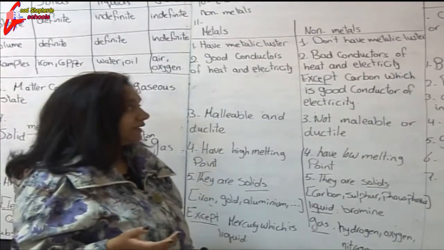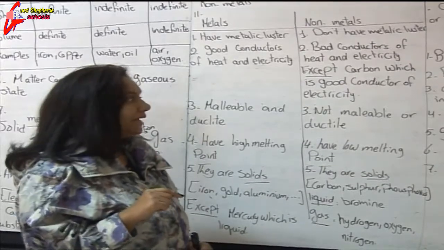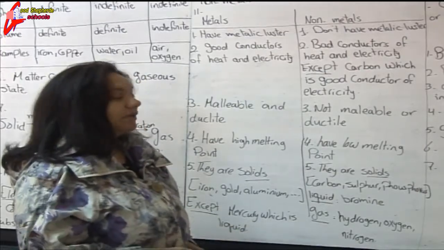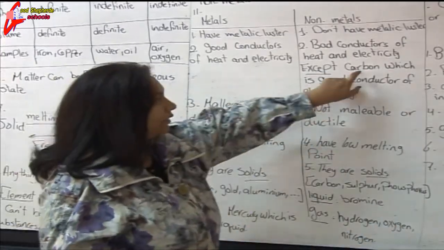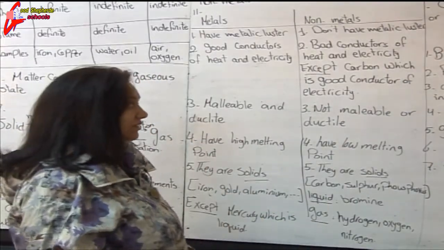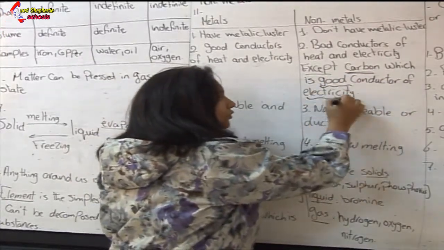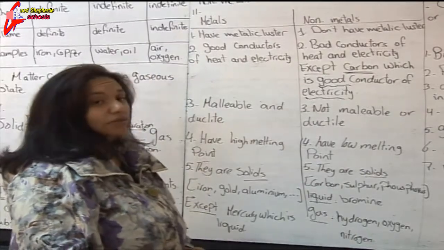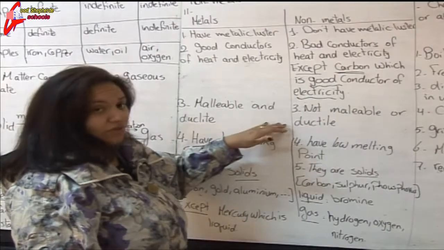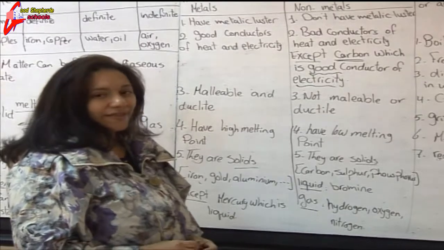If I put them in an electric circuit, they will not let the electric current pass. But we have an exception. Carbon is the only non-metal which is a good conductor of electricity. So carbon is a non-metal, but it is also a good conductor of electricity, although it is a non-metal. Number 3 of the properties of non-metals: they are not malleable and ductile, so I can't shape them.